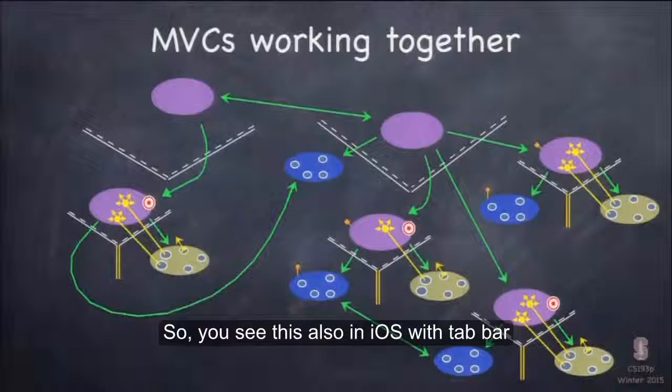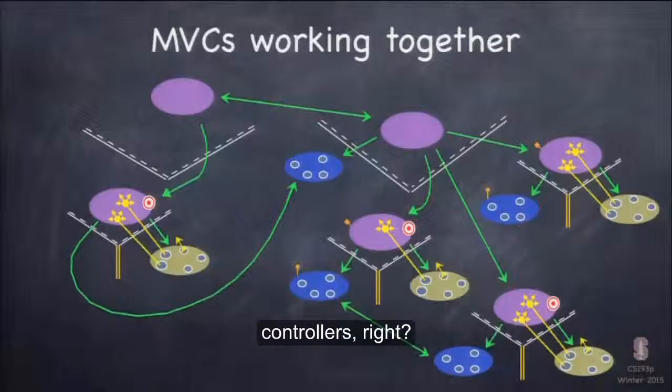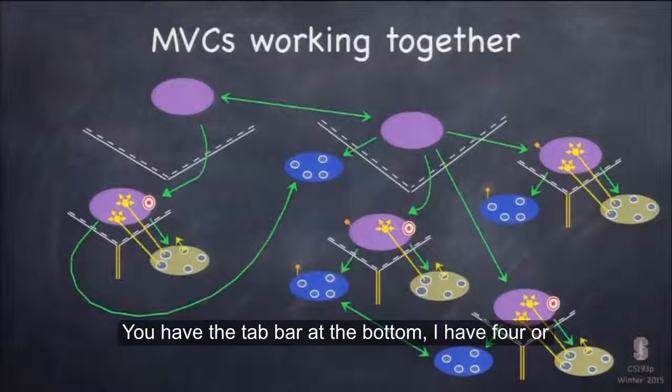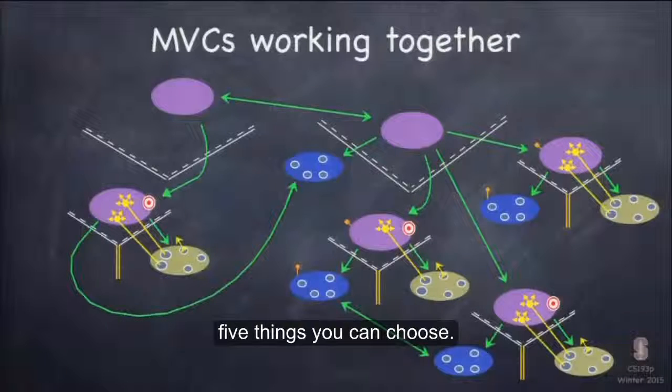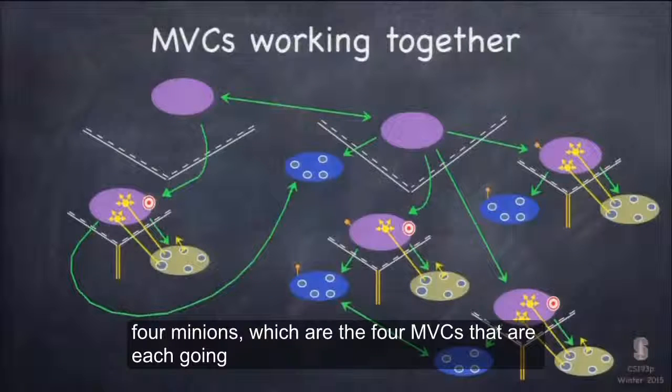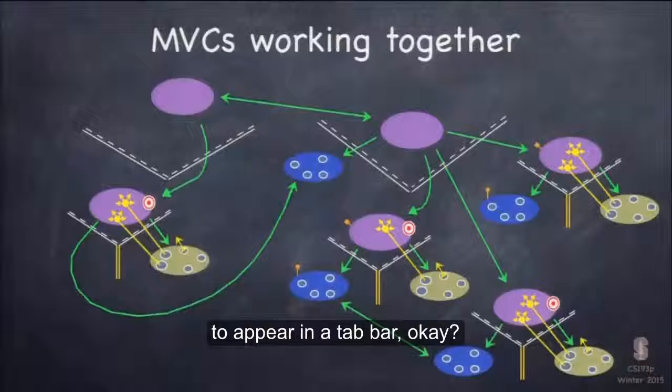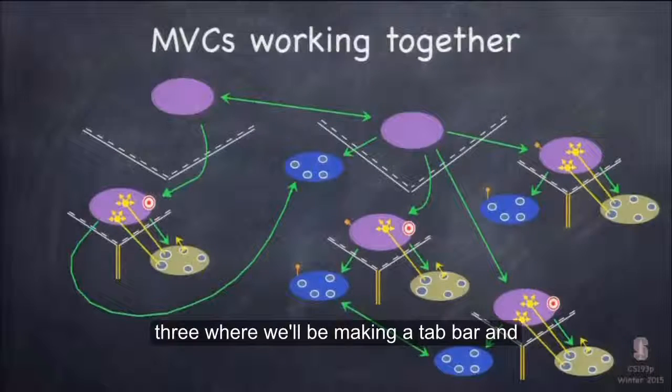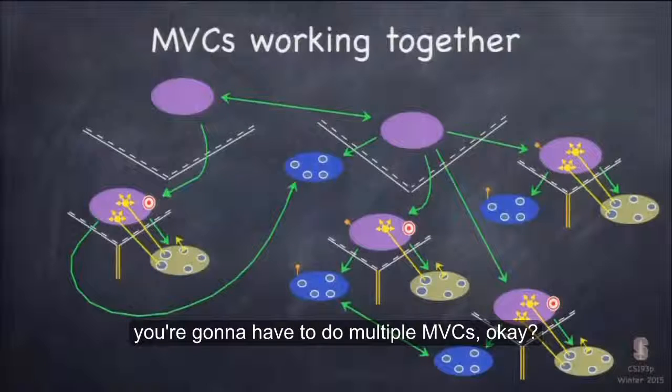Okay? So you see this also in iOS with tab bar controllers, right? You have the tab bar at the bottom might have 4 or 5 things you can choose. Well, there's some MVC at the top that has 4 pointers to 4 minions, which are the 4 MVCs that are each going to appear in a tab bar. Okay? And we'll be doing that, for example, in assignment number 2 or 3, where we'll be making a tab bar, and you're going to have to do multiple MVCs.